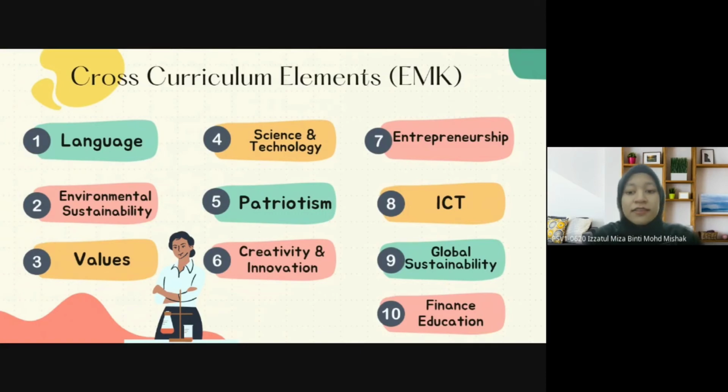Okay, there are 10 elements in EMK. I will go one by one. Okay, for the first one, which is language. The use of the proper intermediate language should be emphasized in this subject, which is mathematics. And during the teaching and learning of this subject, the pronunciation aspect, sentence structure, grammar, and the terminology of the language need to be emphasized to assist students in organizing ideas as well as their communication effectively.